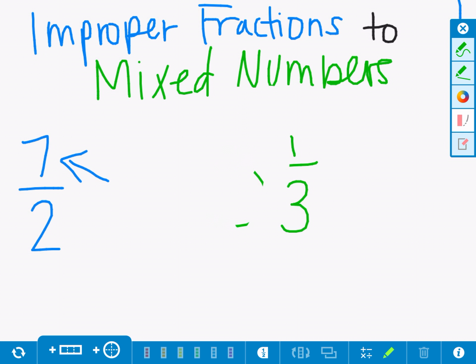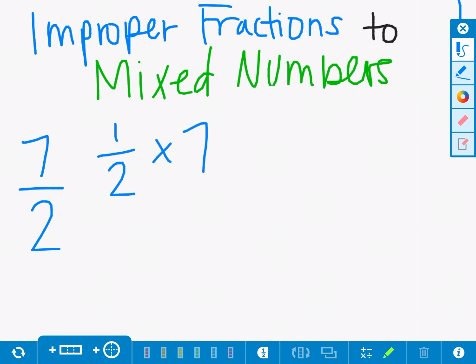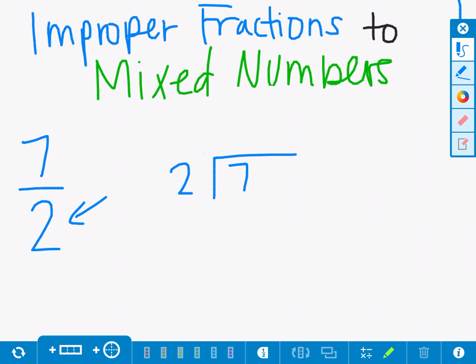So we're going to focus on 7 halves, or 7 over 2. So basically what you're thinking about is that 7 over 2 is the same as saying 1/2 times 7. What you want to think about is how many times can 2 go into 7 without going over? So we know that 2 times 3 is 6. 2 times 4 is 8, and 8 is greater than 7, so we're going to go with 6.